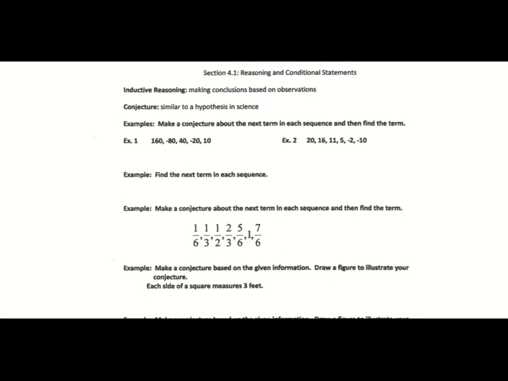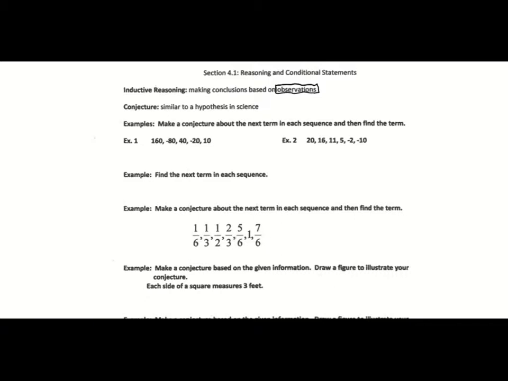In section 4.1, we are going to talk about reasoning and conditional statements. And the first kind of reasoning we're going to talk about is inductive reasoning. The definition of inductive reasoning is making conclusions based on observations. That is our key word right here, based on observations.